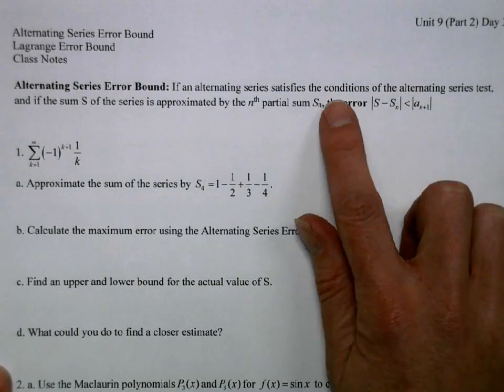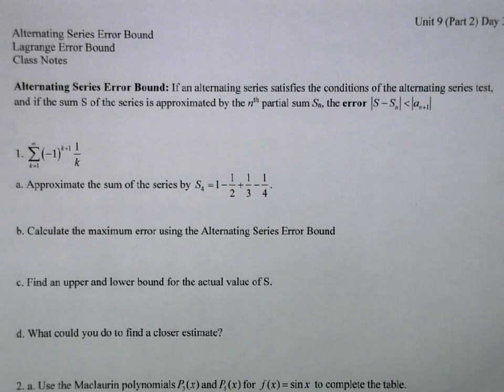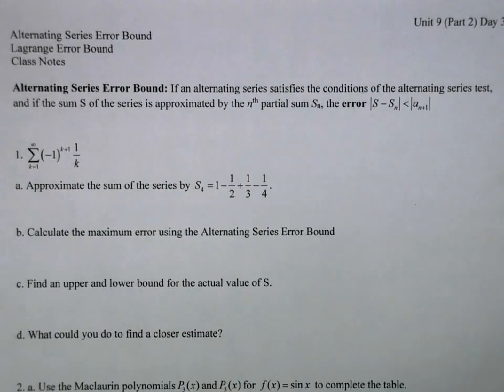So if the series passes the conditions of the alternating series test, meaning the limit of the nth term goes to 0 and it's strictly decreasing, then you can estimate the error, you can bound the error using the next term. It gives us basically a worst case scenario for the estimate.